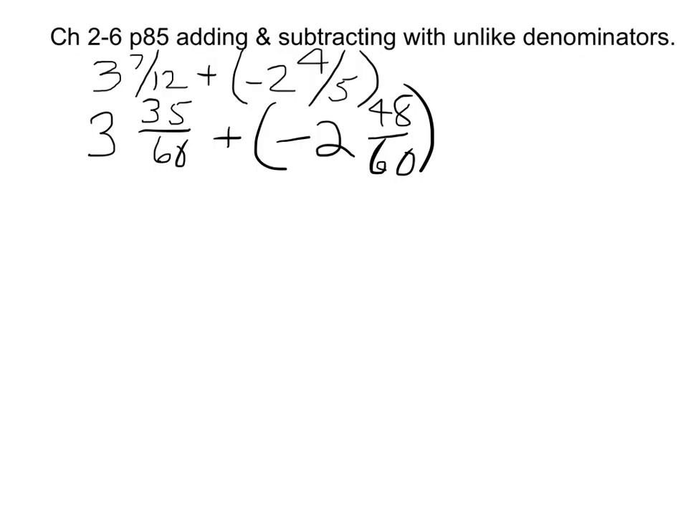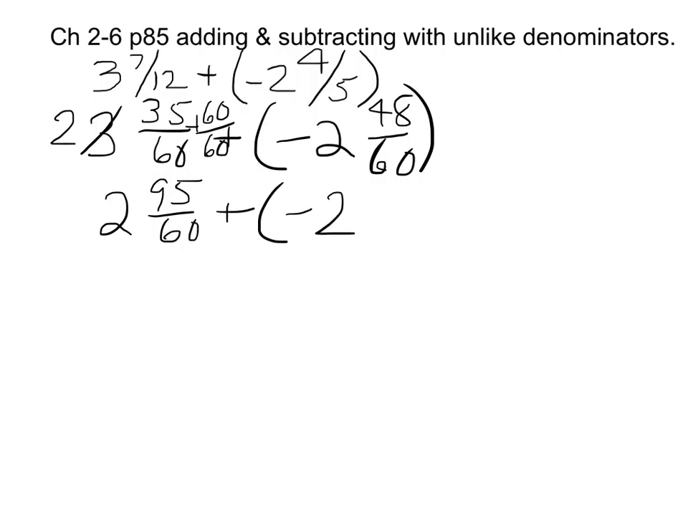So one option is to borrow so that I can get the numerator a little bit bigger. So I'm going to borrow 1 whole from this 3, make that 2 whole. And that whole that I'm going to borrow, I'm going to rewrite as 60/60ths and add that to the 35/60ths I already have. So what I'm looking at now is 2 and 95/60ths plus negative 2 and 48/60ths.